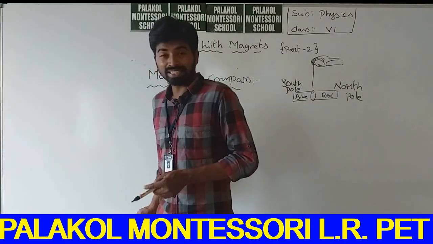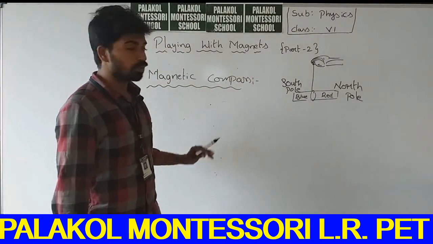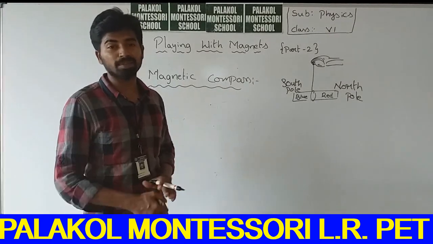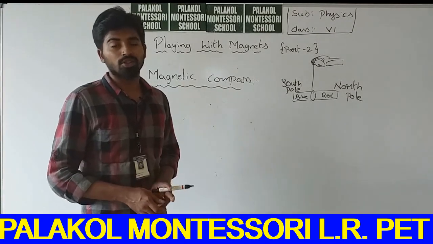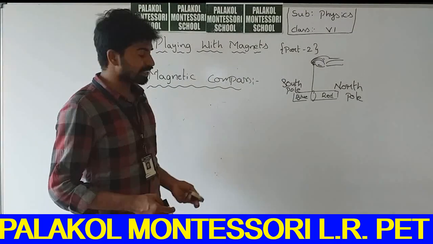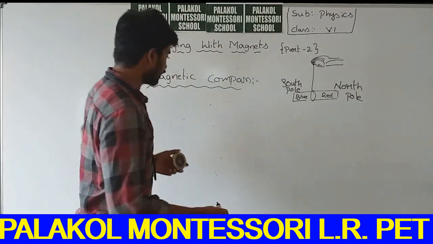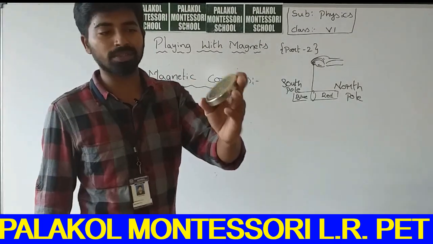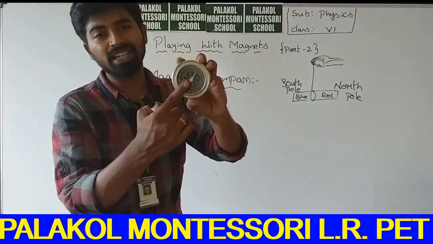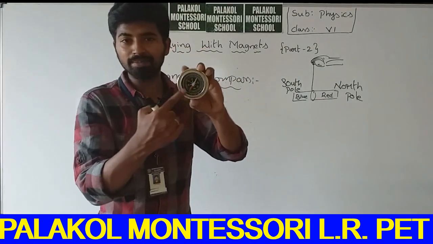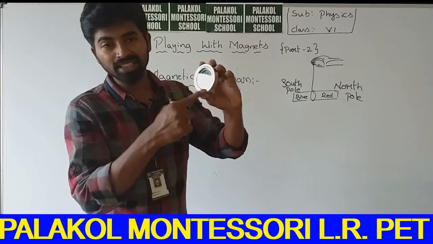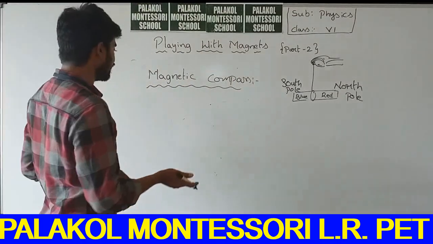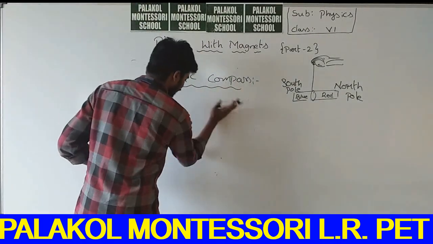The magnetic compass helps to know the directions. A magnetic compass looks like this. Just observe here, a needle is there inside the magnetic compass. It is a magnetized needle.